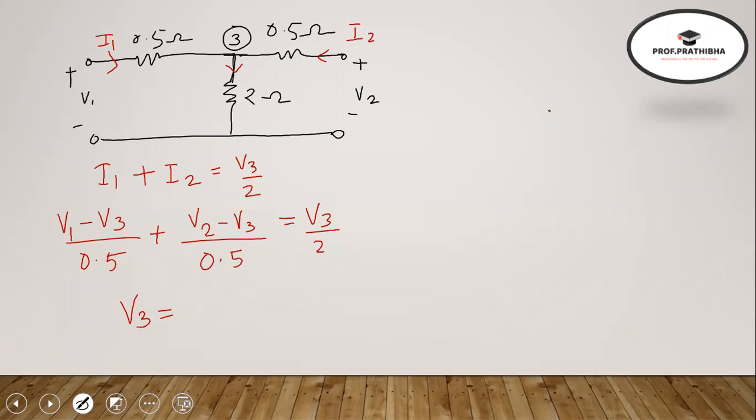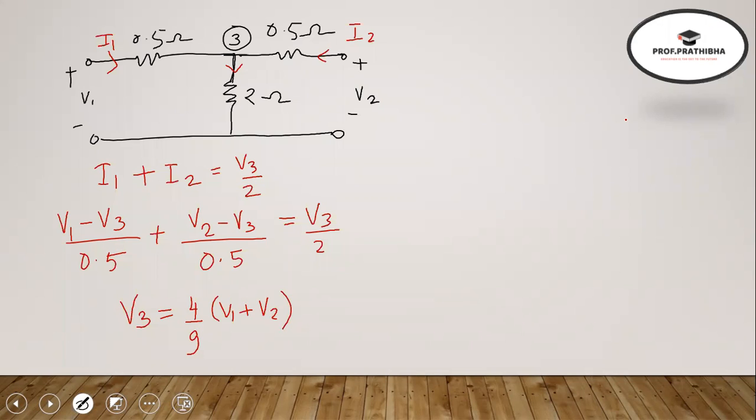Yeah, so Pragati has some answers. Pragati is saying it will be 4 by 9 V1 plus V2. So I hope you're getting this answer. Now, once you got this answer V3, you have to substitute that in the I1 and I2 equations.